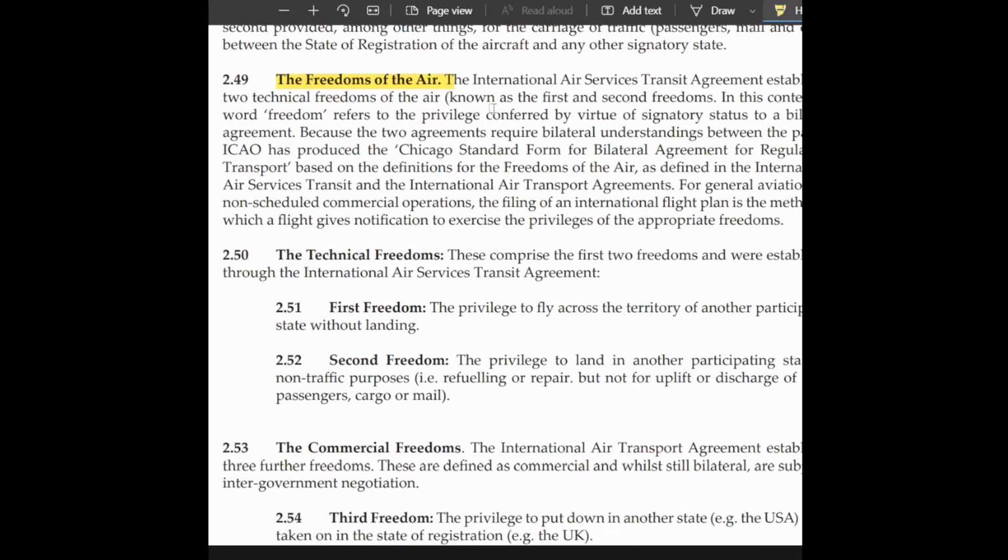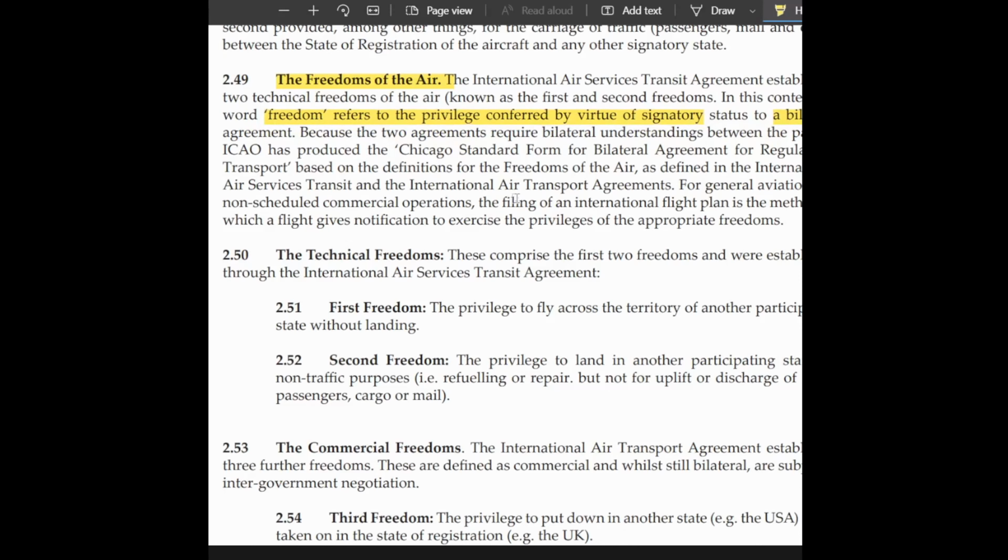Why don't you read this? International Air Services Transit Agreement established two technical freedoms of the air, known as the first and the second freedom. In this context, the word freedom refers to the privilege conferred by virtue of signatory status to a bilateral agreement. Because the two agreements require bilateral understanding between the parties, ICAO has just one produced.